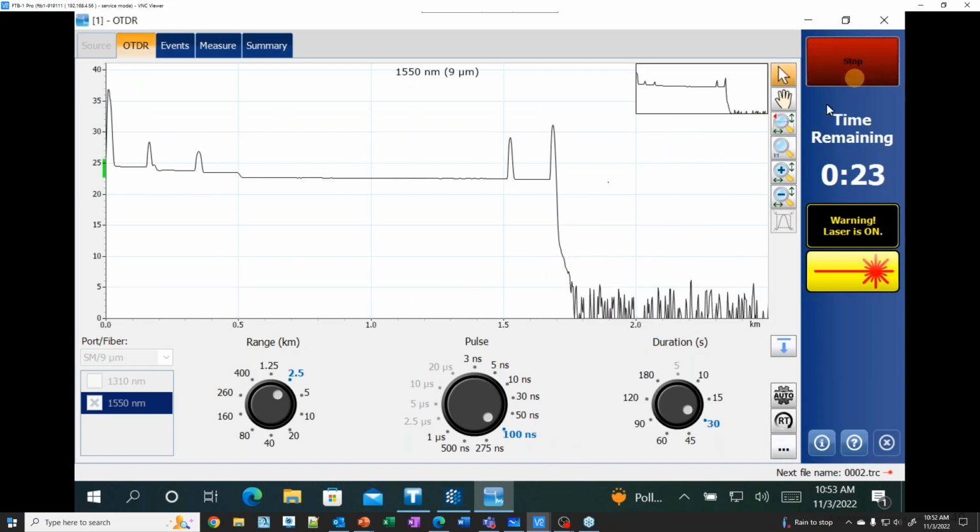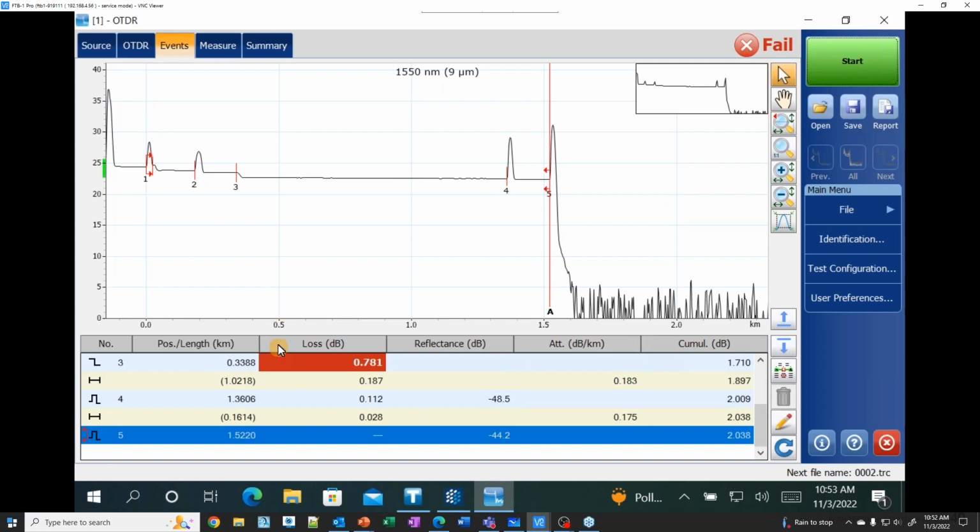Now, there's all kinds of problems with this trace. We have way too much power. These peaks are starting to round off. I don't want to see my peaks starting to round off. I don't like that. And that's what's happening here, right? So those are two things that I'm looking for. This is a quick indication that I have a bad setup.